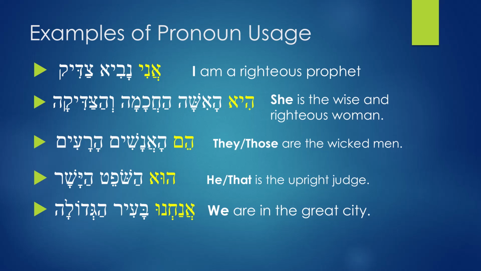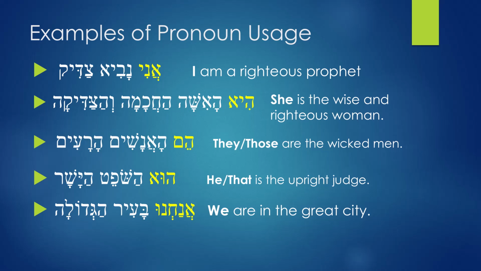Hem means they. It's third masculine plural. Ha'anashim: anashim means men. It's a plural of ish. The singular is ish, and in the plural it's irregular, anashim. So here you have ha'anashim, which means the men. Ha'raim: ra means evil, but since it's modifying a plural noun, anashim, it takes a plural ending.